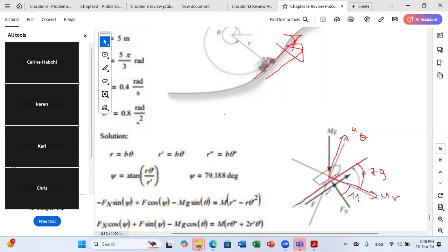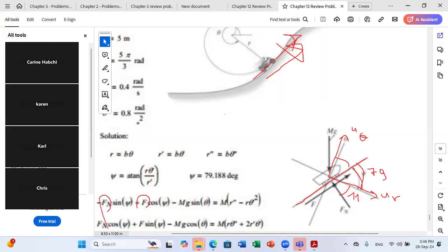Then when I want to project F on UR, it's a positive projection, I multiply by cosine psi. When I project it on U theta, it's also positive, I multiply by sine psi. And then I am ready. I have everything. I can calculate A R and A theta from chapter 12. The only unknowns are my F and Fn. Of course, I need to project the weight also.